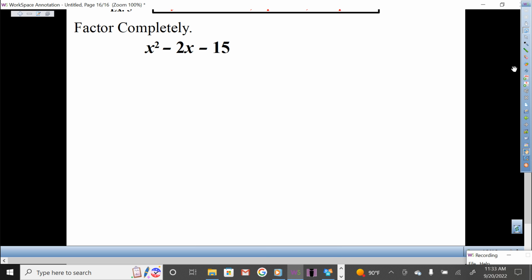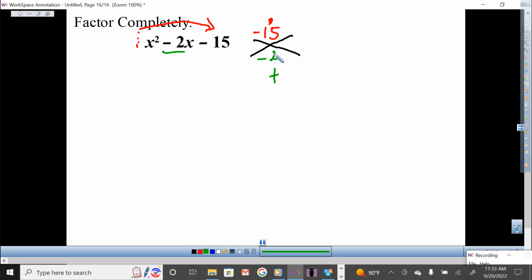All right, so let's see. Is it a standard form, guys? Yes. Is there a GCF other than 1? No. So then, Power Rangers, what goes on top? Negative 15, that's our product, yes, because the leading coefficient times negative 15 is negative 15. And the middle coefficient is negative 2.